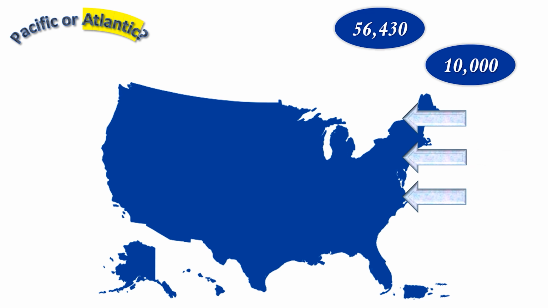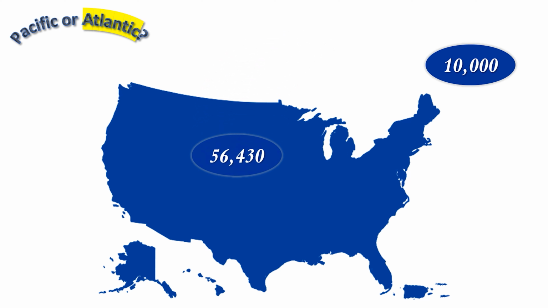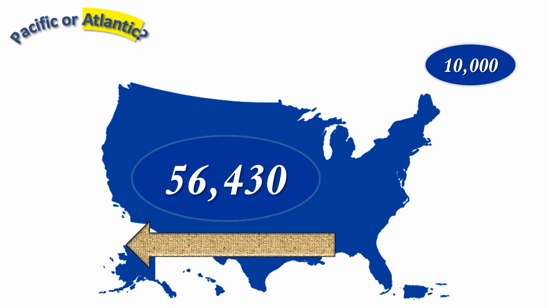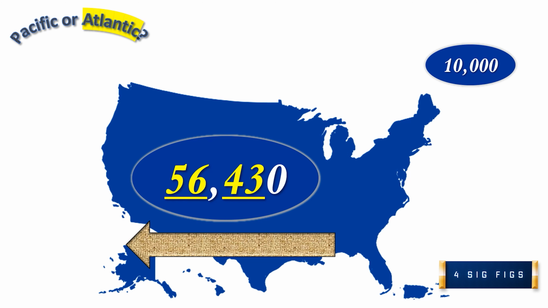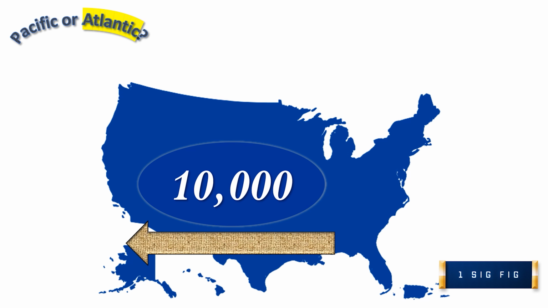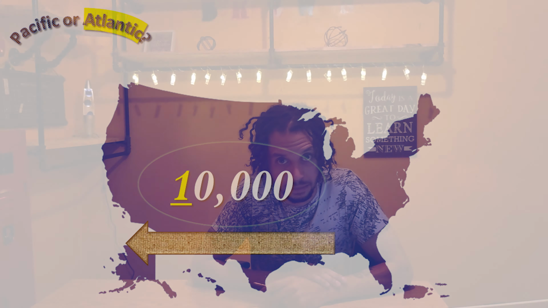In our other 2 examples, there is no decimal present. The decimal is absent, Atlantic. So that means that we read the number from the right to the left. In the third example, we start counting when we hit the 3 and count a total of 4 significant figures in the number 56,430. In the final example, we end up with only 1 significant figure in the value of 10,000.